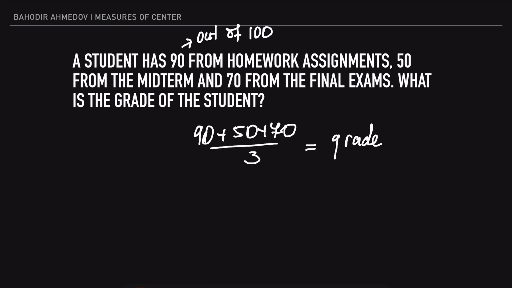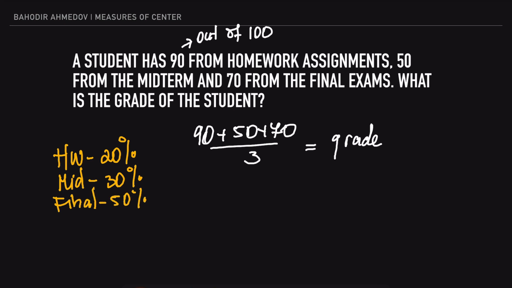If I did this, that would assume that the homework is equally important as the midterm exam or the final exam. But usually it is not. Usually the homework assignments are 20% of the grade, the midterm exam is, let's assume, 30% of the grade, and the final exam is 50% of the grade. So this 70 obtained from the final is much more important than this 90 taken from the homework.